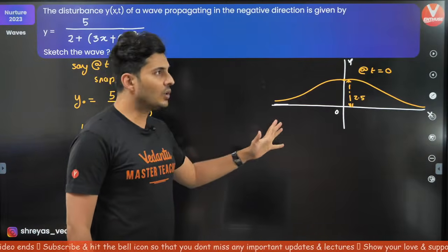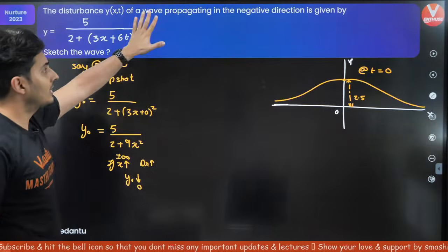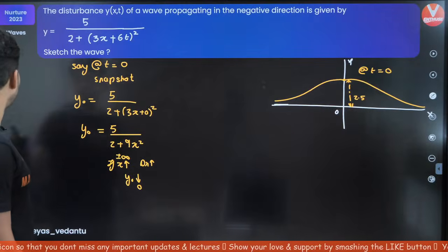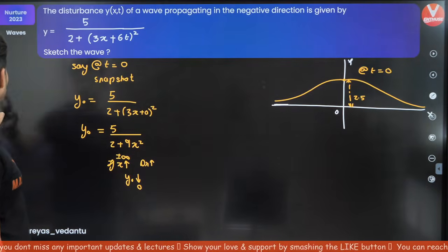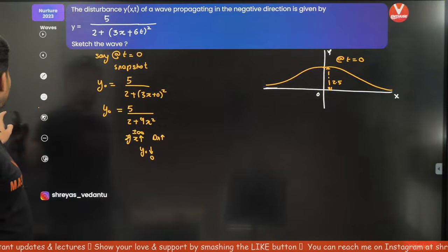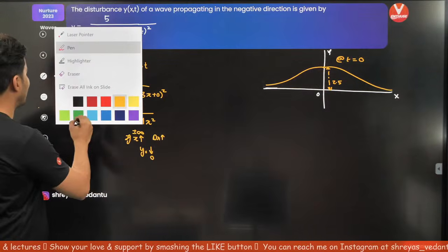Now, once you got it, think upon the next point. The wave is going in the negative direction. So what would be the wave speed? Let's write it down. So the wave is going in the negative direction.